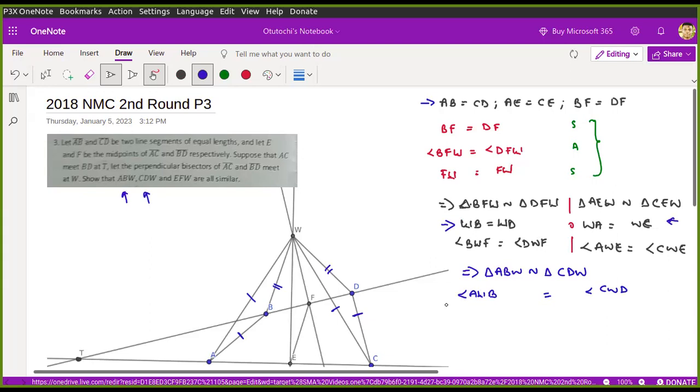And if we add angle BWC to both sides, angle AWB plus angle BWC is going to be equal to angle CWD plus angle BWC. Now, AWB plus BWC is going to sum up to AWC. All right, so you have angle AWC is equal to, and BWC plus CWD is going to sum up to BWD.